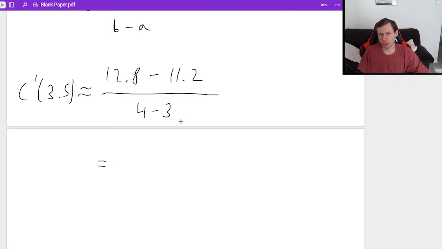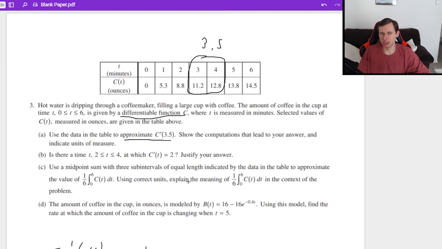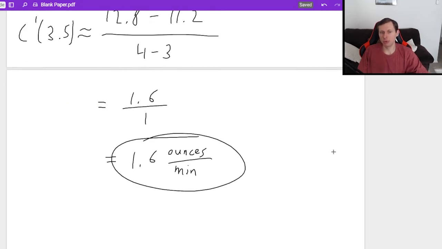12.8 minus 11.2. That's just 1.6. Divided by 4 minus 3 is 1. Looks like the answer is 1.6. And the units are going to be ounces per, is this minutes? Yeah, minutes. If you prefer to write ounces like this, OZ, that's fine too. I don't care. That's good. So that's it for part A.